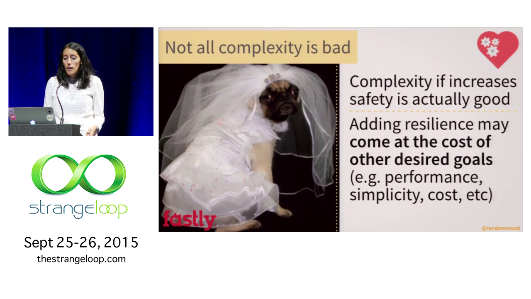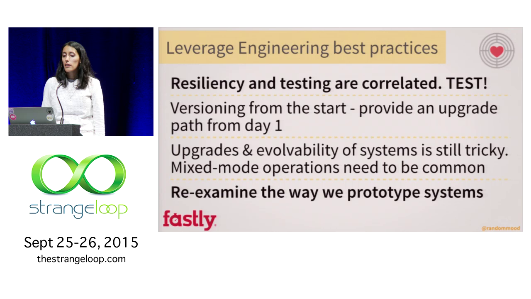Since complexity is unavoidable, we tend to build highly structured communications, computing and control systems that create barriers to cascading failures. All we're trying to do is make sure those barriers exist, and we should leverage and rely on engineering best practices. Resiliency and testing are correlated, so you should test your system. Another important thing is that you should put versioning on pretty much everything: your APIs, your disk format. Providing an upgrade path from day one is very useful.